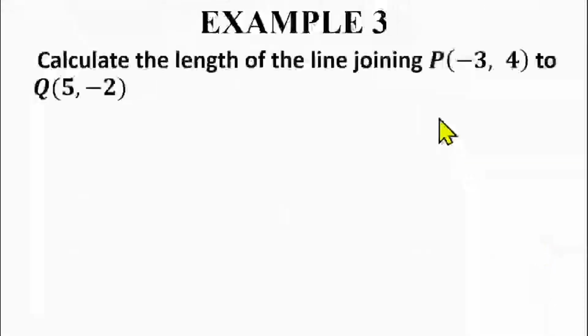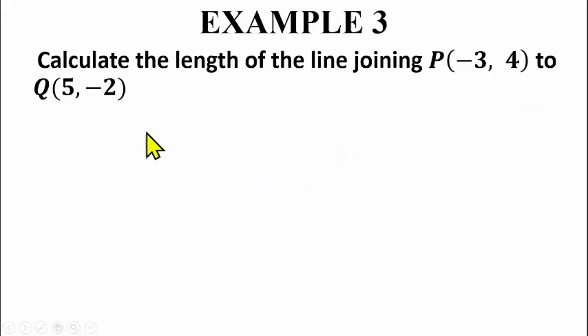Let's see another question. Another example here is that you have to calculate the length of the line joining P to Q, and P has a coordinate of minus 3, 4, and Q has a coordinate of 5, minus 2.